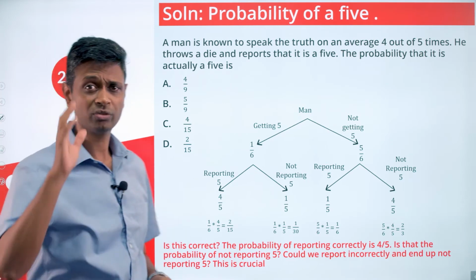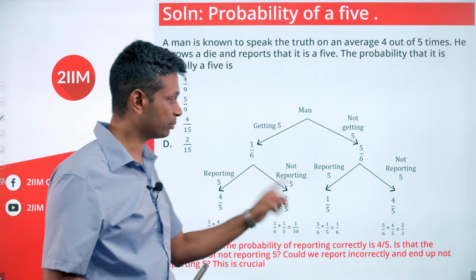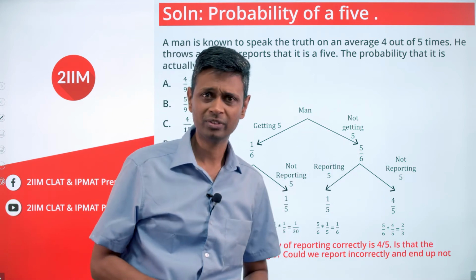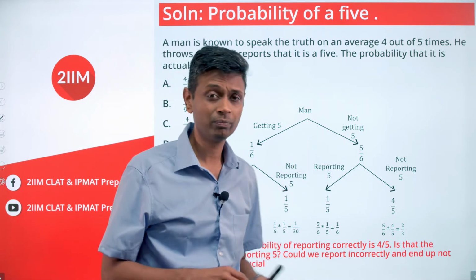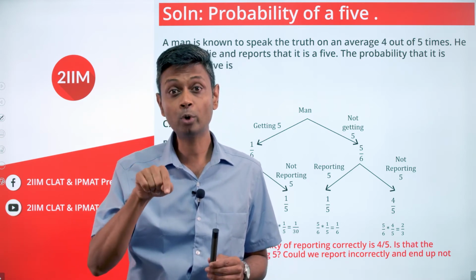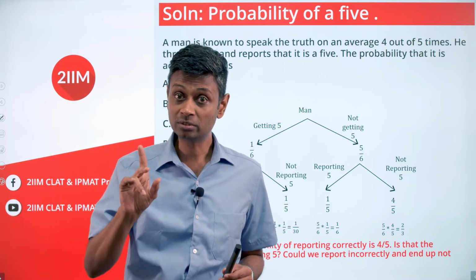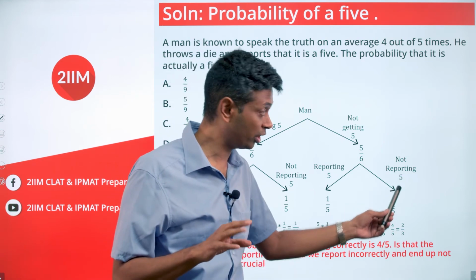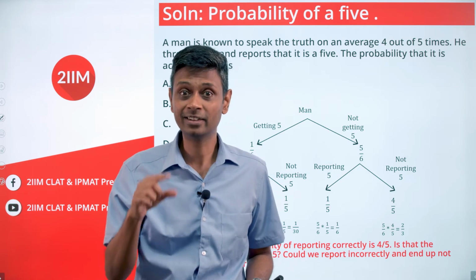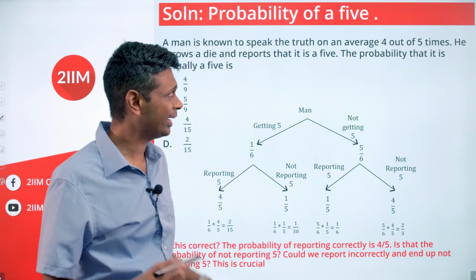Think about it. We have thought about this and structured it as getting a 5, reporting 5, not reporting 5. Not getting a 5, reporting 5, not reporting 5. And not getting a 5, reporting the correct one, the chance is 4 by 5. Reporting the wrong one, the probability is 1 by 5. The correct one is not reporting 5. That's correct. The wrong one is just not right. It doesn't mean it has to be 5. This part is tricky. Think about this. Suppose I get a 4.